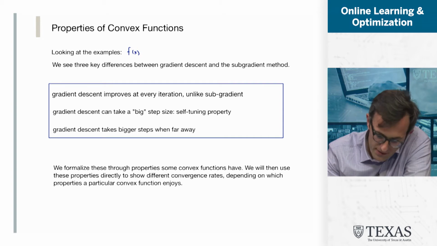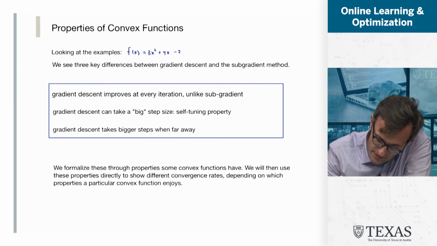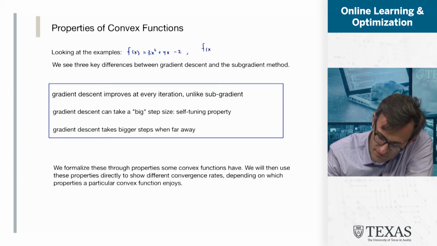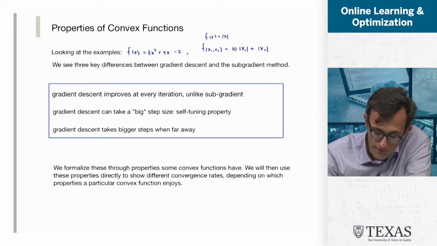Welcome back. We're going to talk about properties of convex functions and how these translate into different convergence rates for gradient descent or the subgradient method. Again, our motivation is these two very simple functions. f of x is equal to 3x squared plus 4x minus 2, and something like f of x1, x2 is equal to 10 times x1 plus absolute value of x2. Or even more simply, just the absolute value of x.